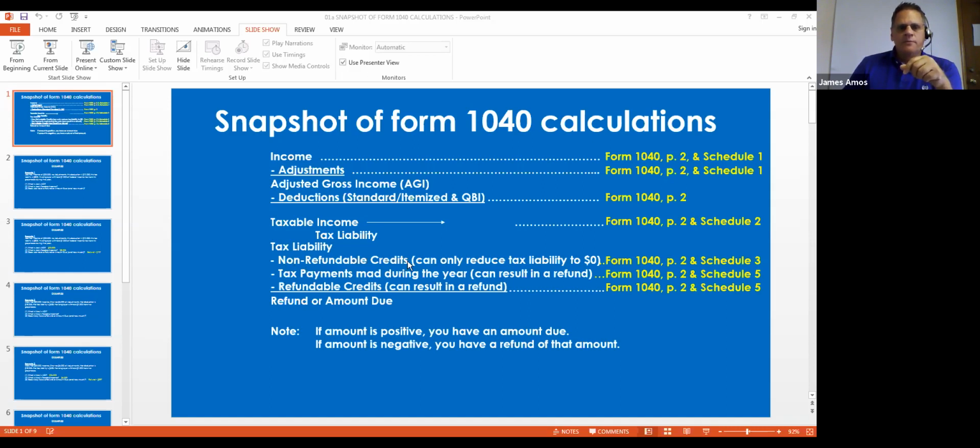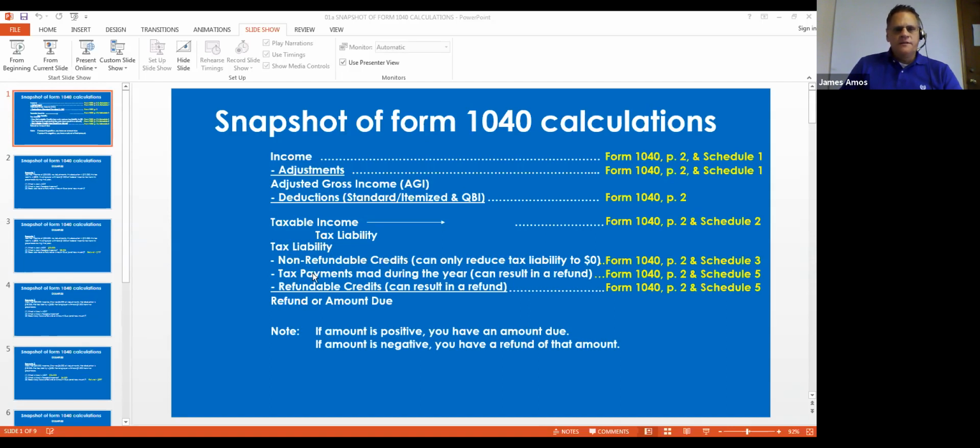But a non-refundable credit specifically can only reduce tax liability to zero. In other words, if you have a non-refundable credit and you owe, say, $500 in tax liability, it can only decrease your tax liability down to $0. It can only take that $500 and reduce it down to zero. It can't help you get a refund.